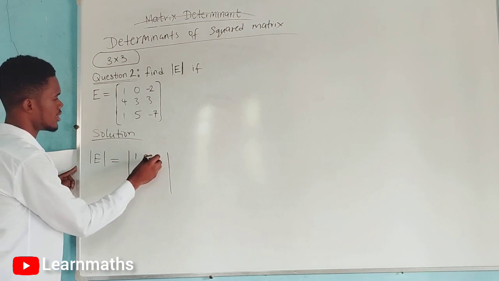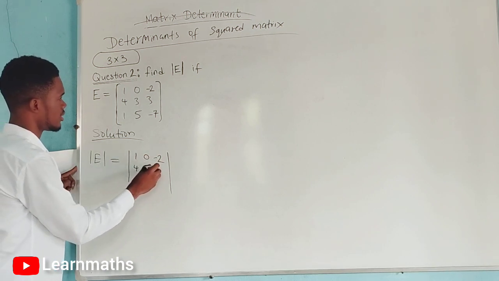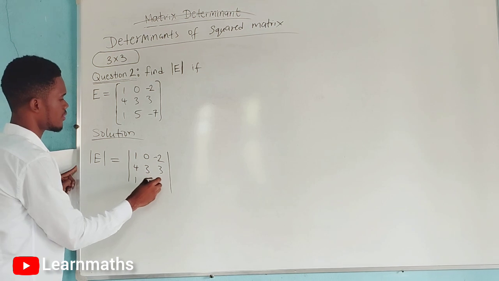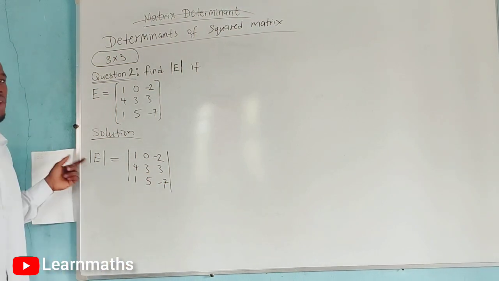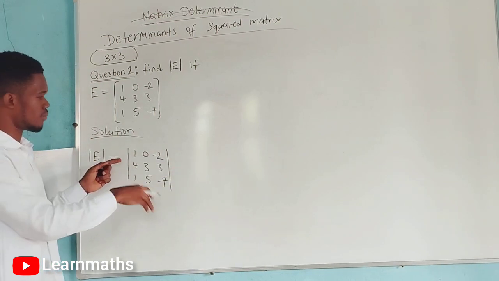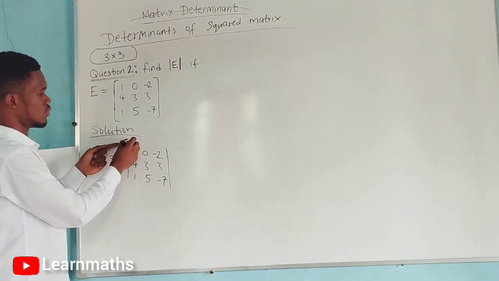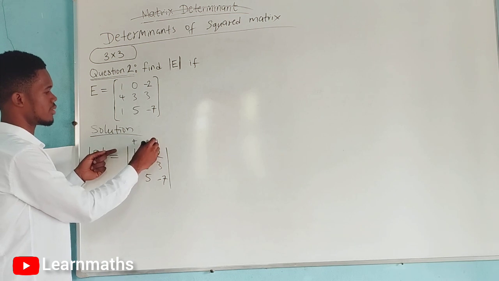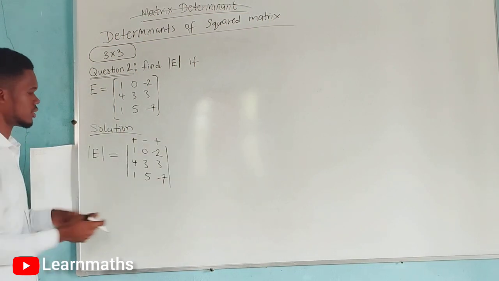1, 0, negative 2, 4, 3, 3, 1, 5, negative 7. Okay, so we all know step 1, right? We assign signs to the numbers in the top row, the first row. So plus, minus, plus, and so on.